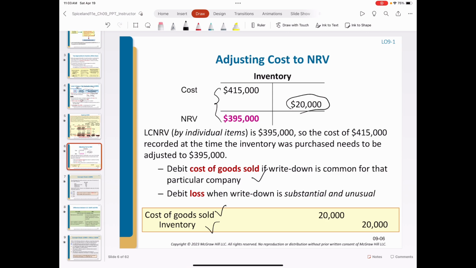If the amount is large, we may use loss. And usually a large write-down is unusual. So we may debit loss, adjusting cost to NRV.